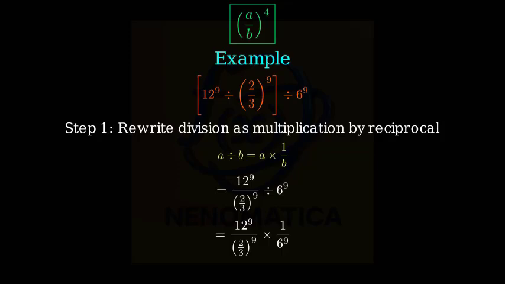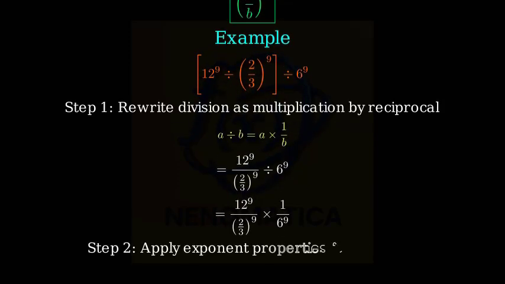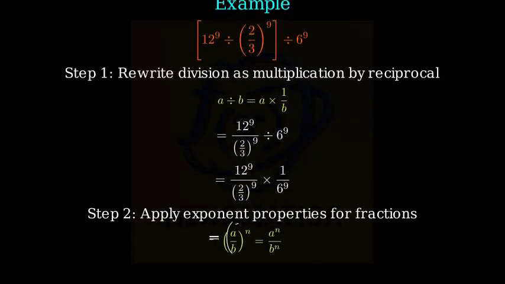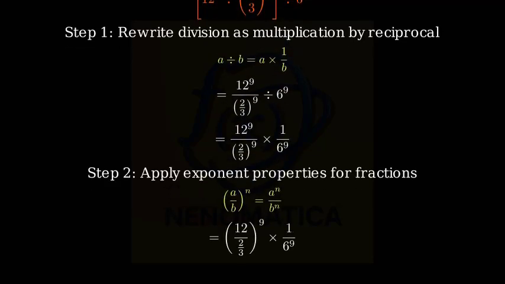Step 2. Now let's apply the exponent property for fractions. We know that a over b to the power of n equals a to the power of n over b to the power of n. And the reciprocal of a fraction to a power is the same as the reciprocal raised to that power.